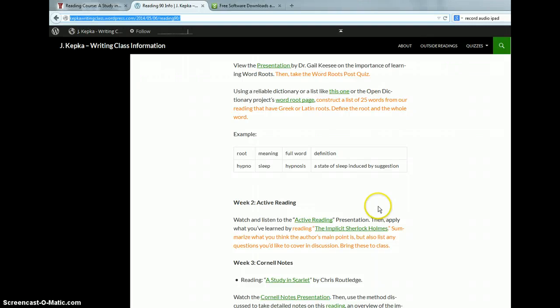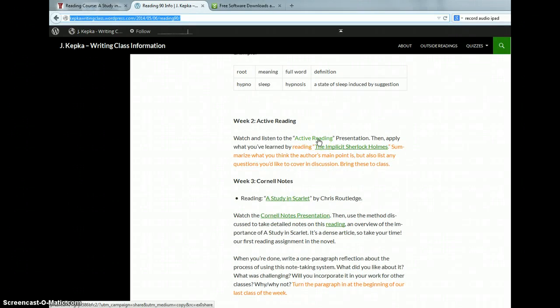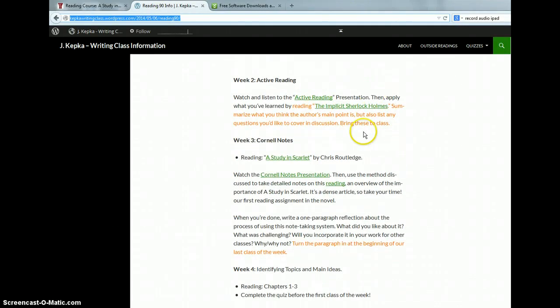Then for week 2, I created an active reading Prezi that has audio attached to it as well, so they can hear kind of a mini lecture before they come into class for the main event lecture, and that would lead into a reading called The Implicit Sherlock Holmes, which is a Creative Commons licensed piece from the Baker Street Journal, which is all about Sherlock Holmes. And this is where they start working on summaries, which is one of the learning outcomes for the class.